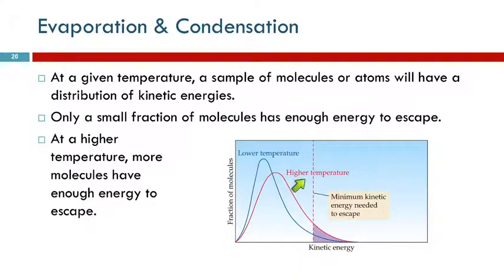This dashed line here is the minimum kinetic energy needed to break through the Red Rover line to escape from the liquid water. On the blue line here, some of those water molecules have enough energy to escape. If they get to the surface, they can escape. If they're stuck in the middle, they can't. That's why increasing the surface area increases how fast the water evaporates.